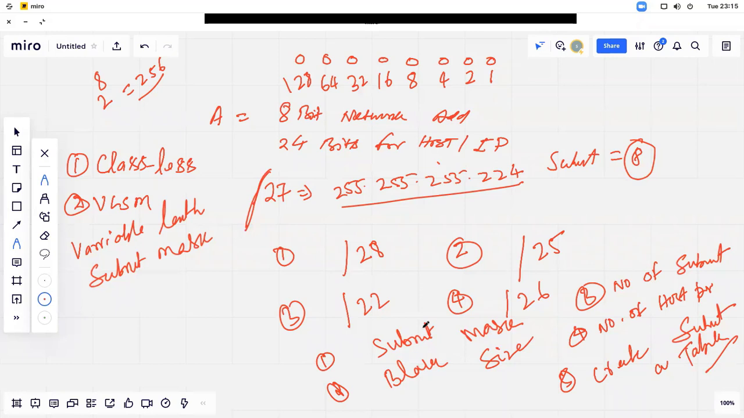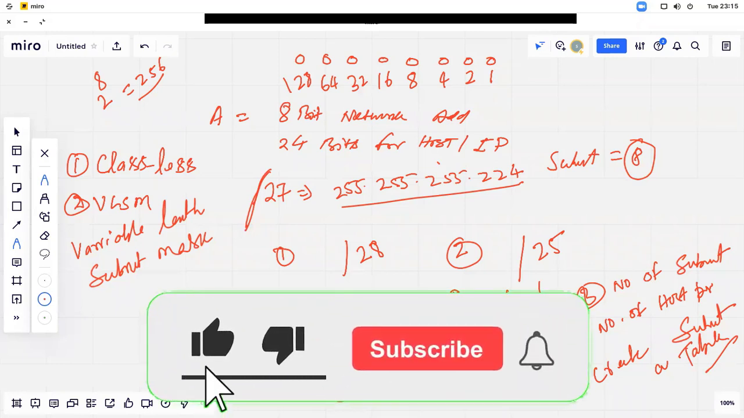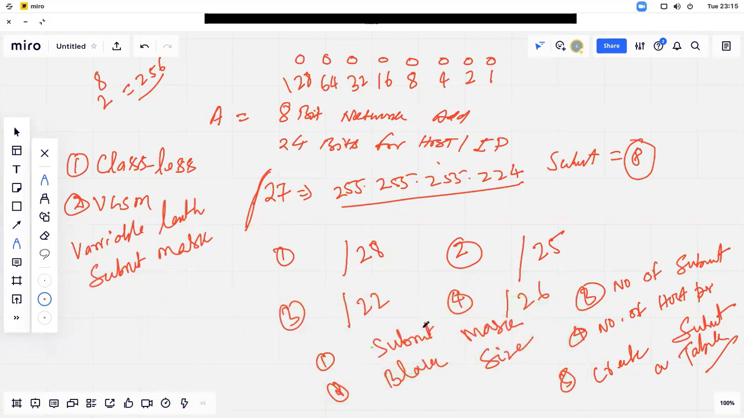Whenever you are calculating the block size, you always subtract from the maximum value of an octet. The maximum value of an octet is 256, minus the value of the bits that you have borrowed to complete your network bits. You subtract, and then you get the block size. And the third one, the number of subnets. The number of subnets is 2 raised to the power of the number of bits that you have borrowed, and you calculate that value.